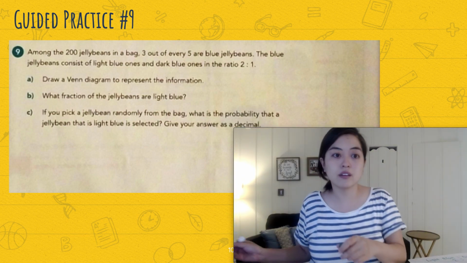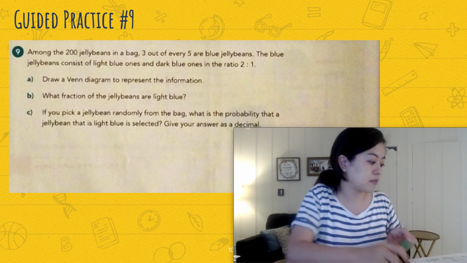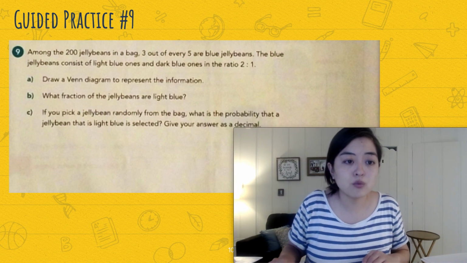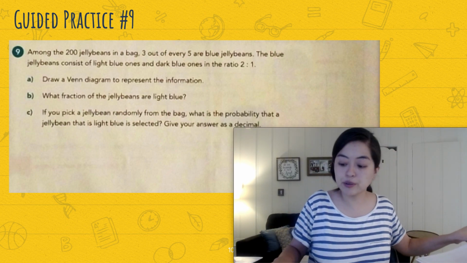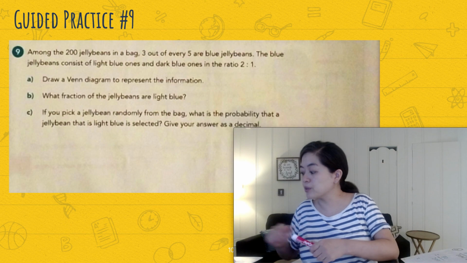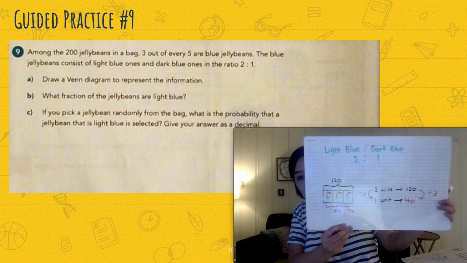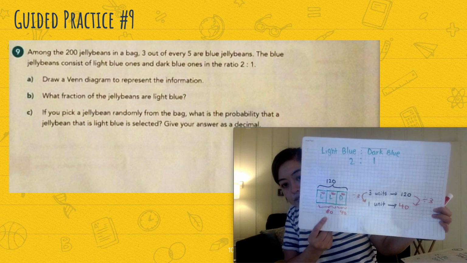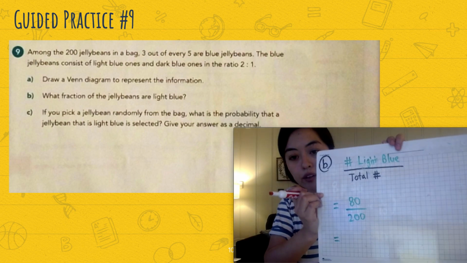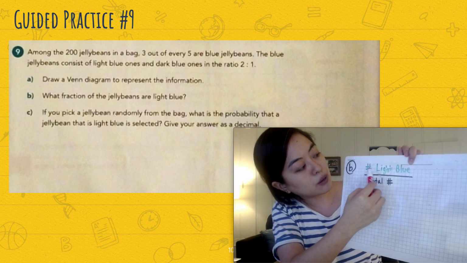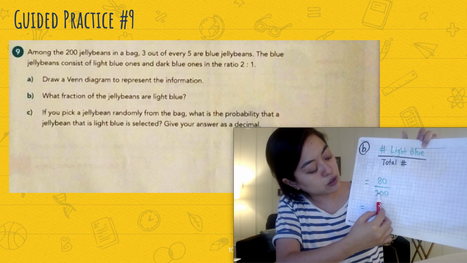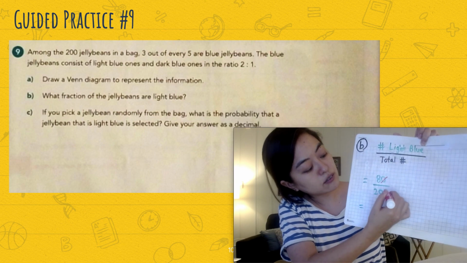Okay. Now let's look at part B. Part B says, what fraction are light blue? So remember, the number of light blue is how many? The number of light blue is 80, right? So what fraction is light blue? To write the fraction, we're going to do the number of light blue over the total number. So we're going to do 80 over 200, and I'm going to cross out the zeros.